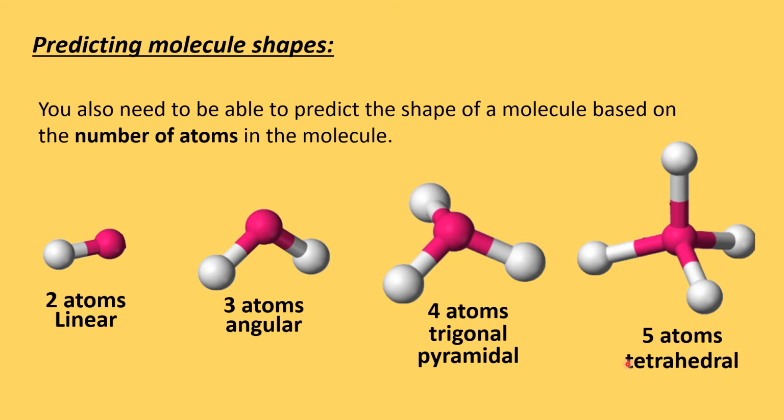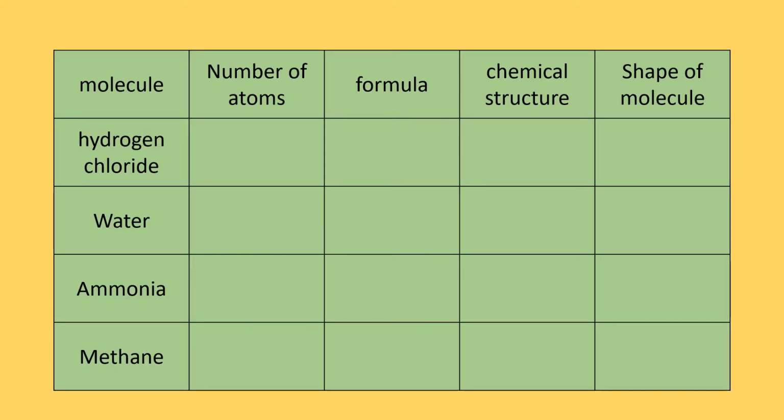And if we had five atoms in our formula, we would predict tetrahedral. So here on the screen you can see the table of chemicals, and we need to be able to work through in a methodical fashion to be able to come up with the chemical formula, then the number of atoms in the chemical, and finally the shape and chemical structure. So for hydrogen chloride, we would either be told or we would be able to work out that the formula is HCl, water is H2O, ammonia is NH3, and methane is CH4.